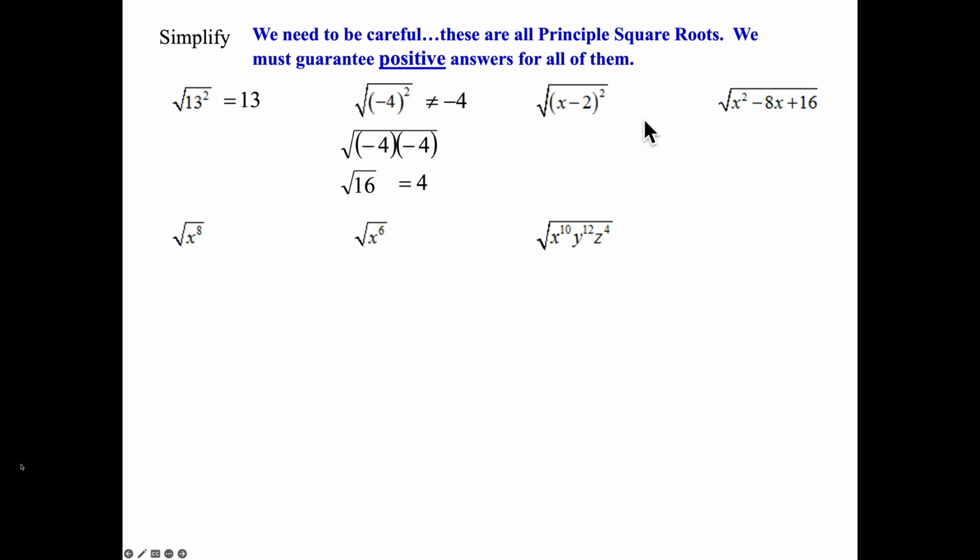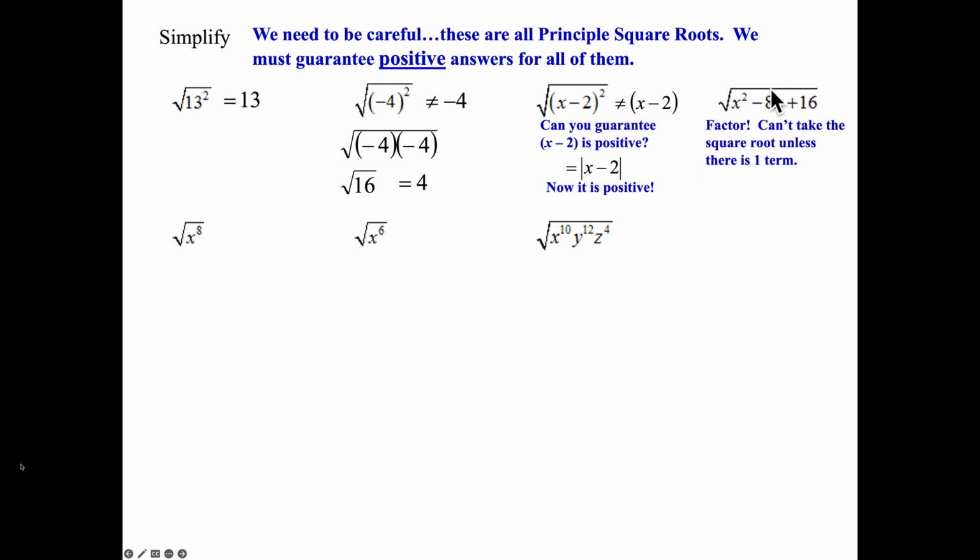Now we have variable expressions. The square root of the binomial x minus 2 squared. Again, think about canceling the square root and the power of 2, but it's not equal to x minus 2 because I did not guarantee a positive answer. What if my x was a 1? 1 minus 2 is a negative 1. It's not positive. So I need to guarantee this answer to be positive, and to do that, you put absolute value bars around it instead of parentheses. Now it's a positive answer.